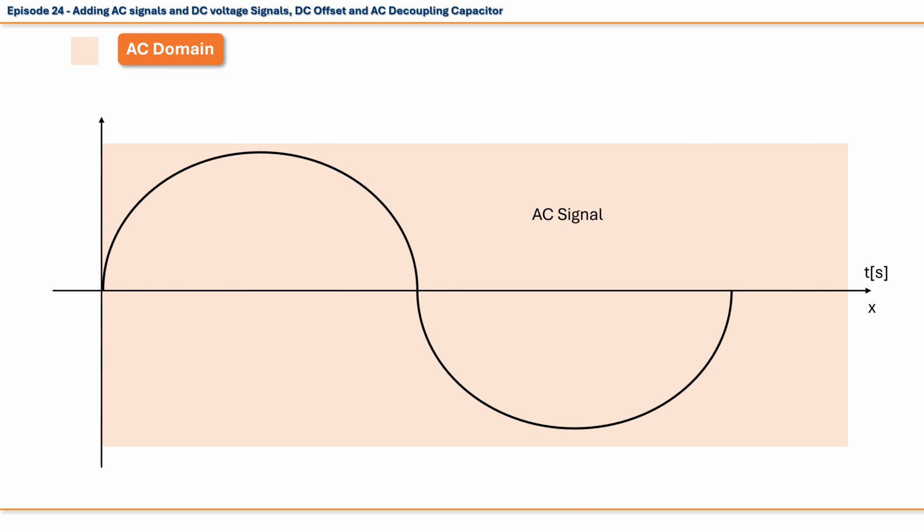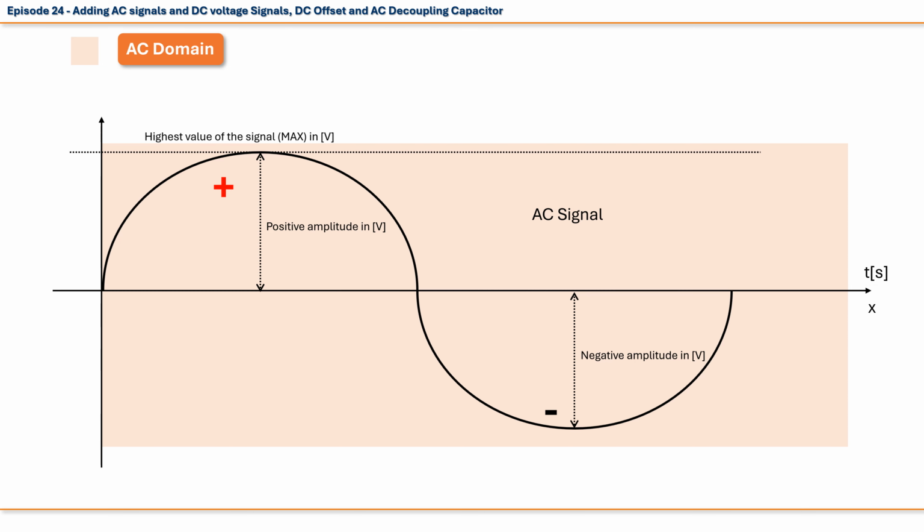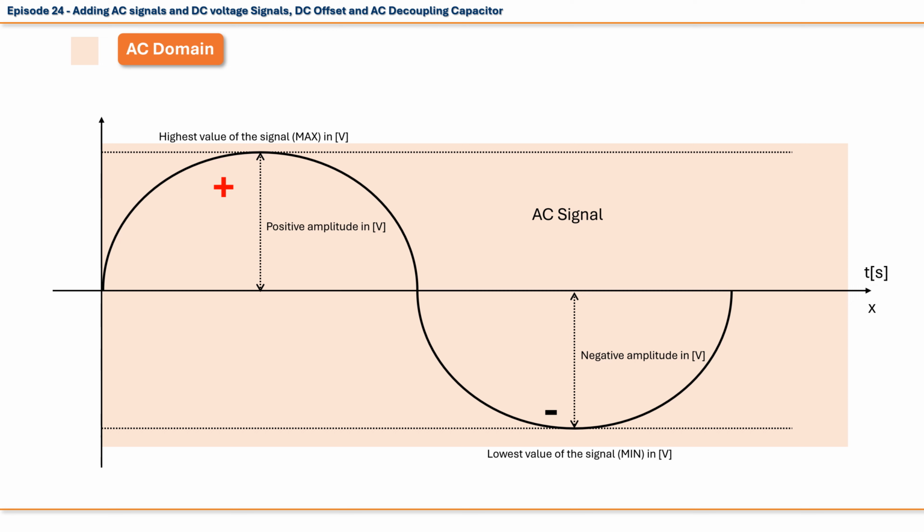Now, let's blow up this schematic and properly mark our AC signal. First, we have positive and negative amplitude of the signal, measured in volts. Next, we have the highest positive value of the signal, also called maximum, and the lowest possible negative value of the signal, also called minimum. We also have the period of the signal measured in seconds. By definition, period is the time it takes for the signal to complete one full cycle, and then start to repeat. And at last, we have the frequency of the signal, which is inversely proportional to the period of the signal, and measured in hertz. Also, AC signals can be square, triangle or saw-shaped.